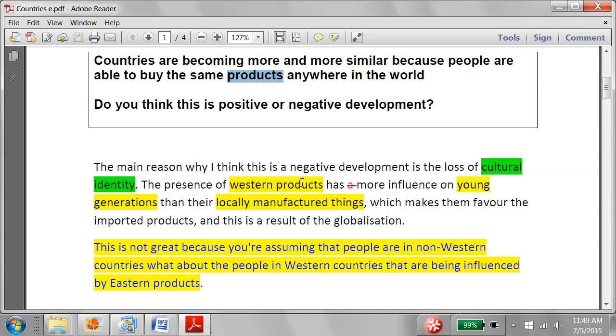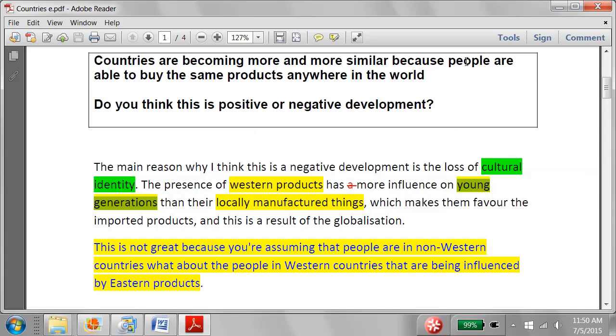So this is point 1, and then point 2 has more influence on young generations. So this is really sort of the crack 2, if you like, in the task response. And remember, these are not hugely serious problems. I'm saying this is a 7. I just don't feel it's an 8.